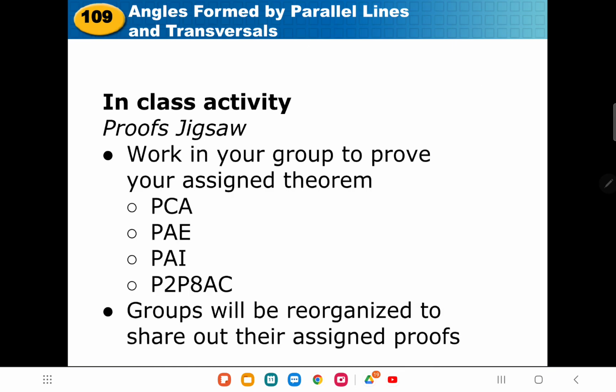During class, you will work in your group to prove your assigned theorem, whether that's the corresponding angles congruence theorem, alternate exterior angles, alternate interior angles, or that 8 congruent angles are formed when a pair of parallel lines is intersected by a transversal that is perpendicular to one of the lines. Groups will then be reorganized to share out their assigned proofs.